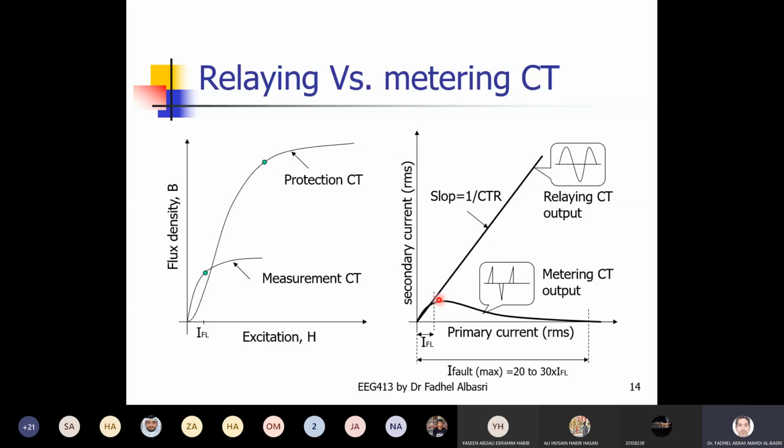However, for a protection CT, if you select it properly, even if you apply 20 times its full load current, the relationship is linear. Okay, the ratio is fixed, and the output is sinusoidal, if the input is sinusoidal.